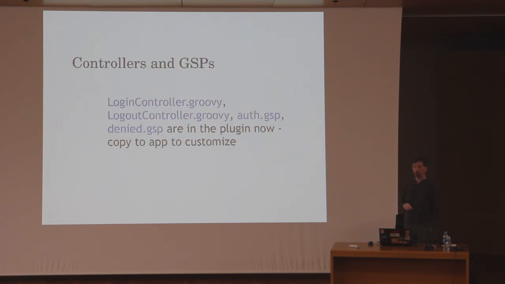Controllers and GSPs are no longer generated into your code base during the S2 quick start script. So all you get is the changes to config.groovy and the domain classes, and the controllers and the GSPs are in the plugin itself. You can still customize them. If you wanted to change the look and feel, you can still do that. You just have to copy the controller or the GSP or whatever you want to change into your application and then edit that. Remember that because of the order of compilation, Grails compiles plugins first, and then the application. So the application always wins. It always takes precedence.